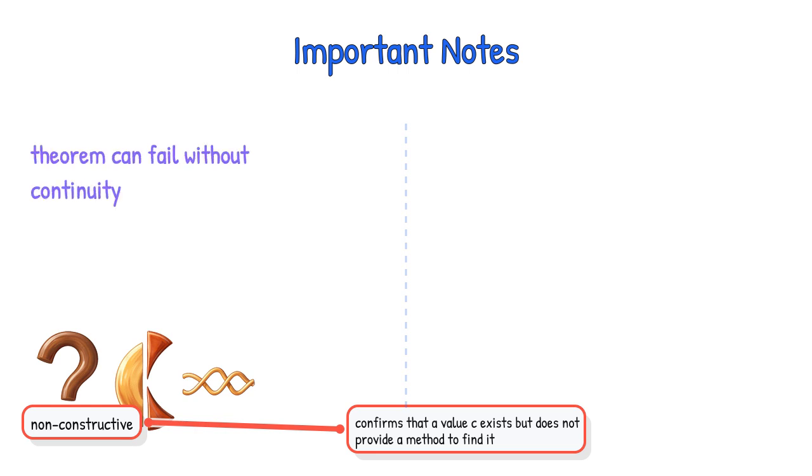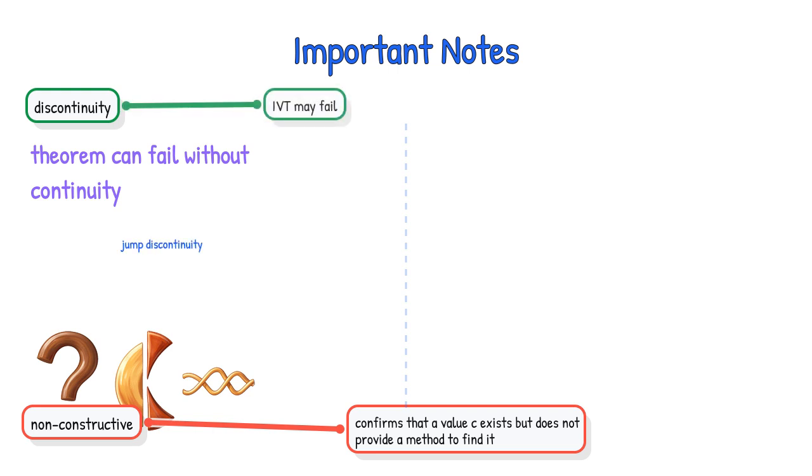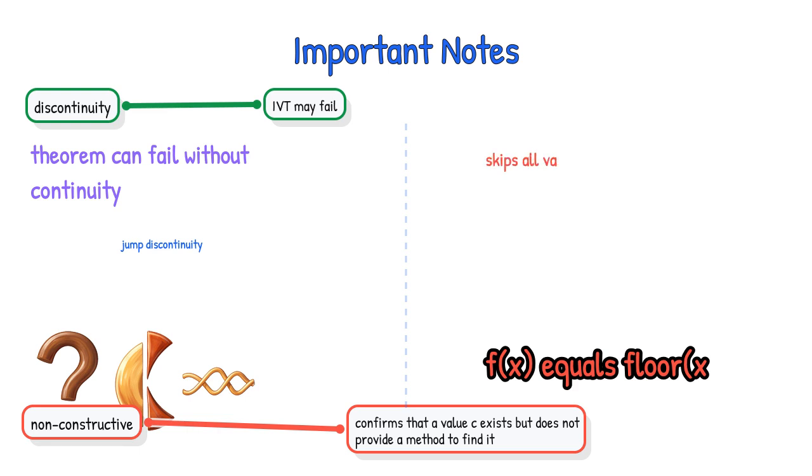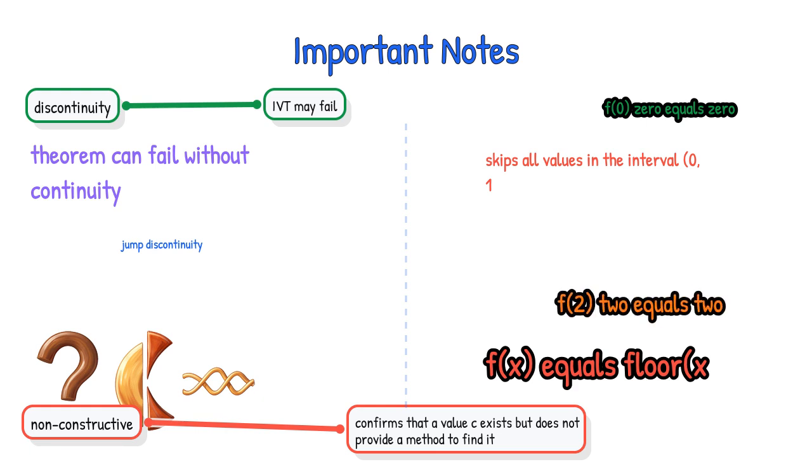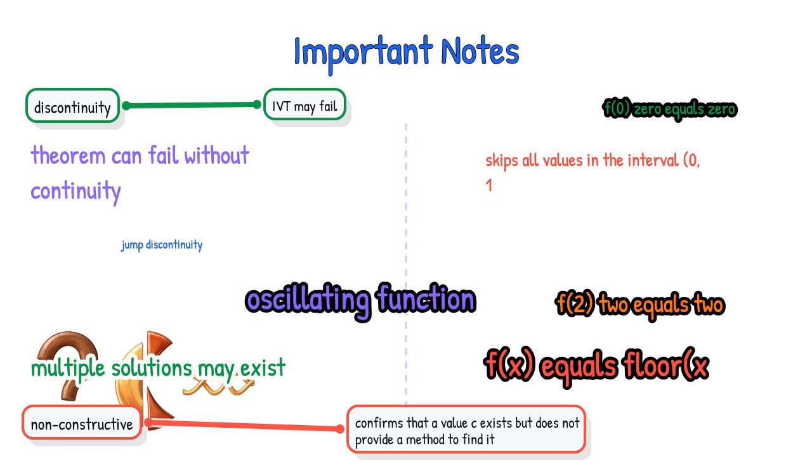Also, the theorem can fail without continuity. If f has a discontinuity such as a jump discontinuity, the IVT may fail. For instance, consider the floor function f(x) equals floor of x on the interval [0, 2]. This function skips all values in the interval (0, 1) despite f(0) equals 0 and f(2) equals 2. Finally, the theorem ensures at least one solution, but multiple solutions may exist, for example with oscillating functions.